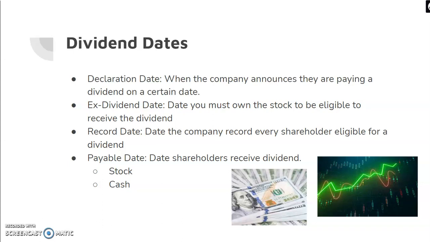And finally, the payable date. This is the date where shareholders receive their dividend in either cash or stock. So as stated before, the declaration date was March 1st, when Coca-Cola announces that they're going to be paying a dividend on March 30th. So March 30th would be the payable date.